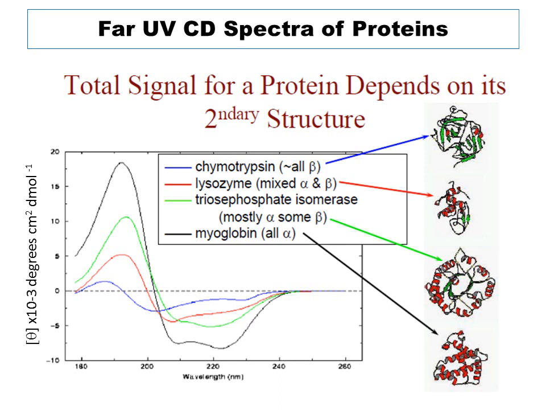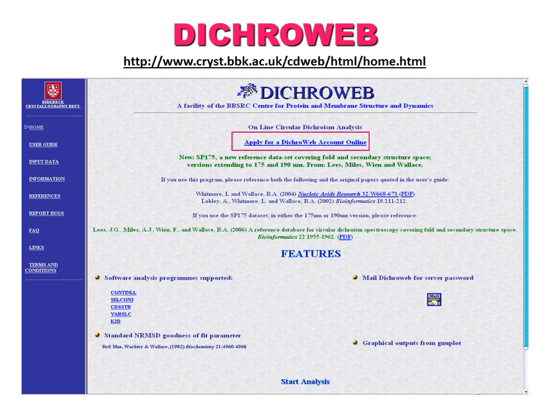The total signal for a protein depends on its secondary structures. Again, here's an example of four different types of protein structures and how they would differ in their spectra. To get more information on circular dichroism, you can look up this website, and this will give you other examples, or you can compare your samples against a library of spectra there.